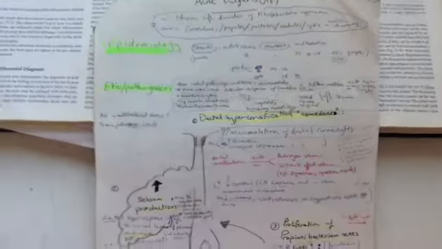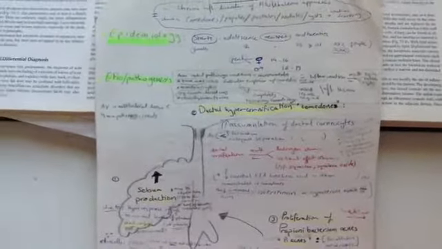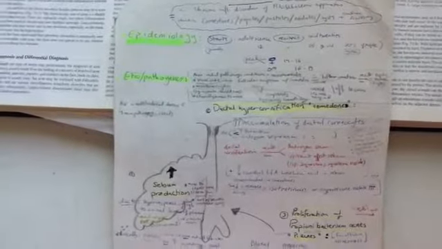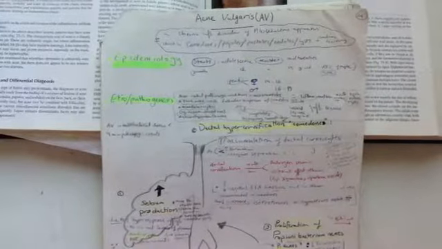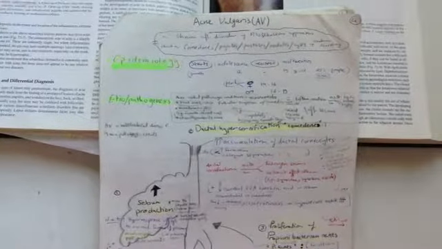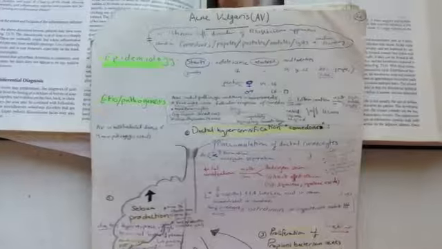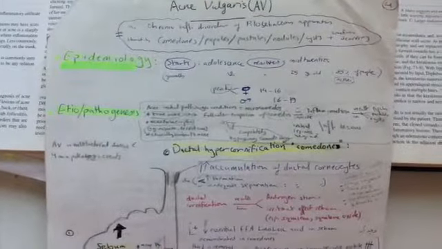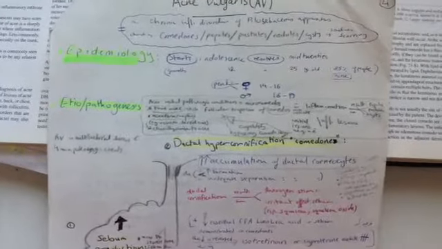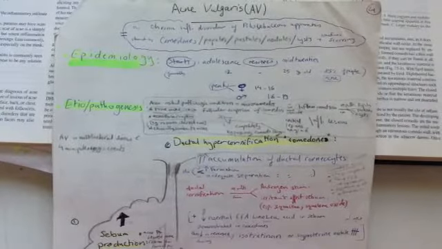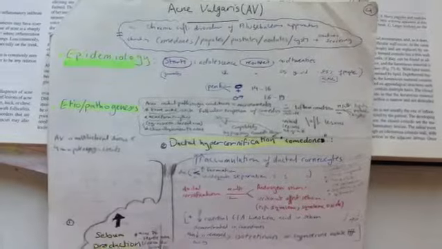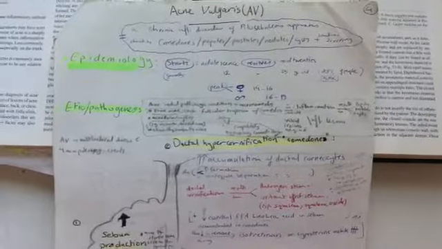Acne vulgaris. We'll give an introduction to acne vulgaris, covering epidemiology, etiopathogenesis, and resolution of acne. Acne vulgaris is a chronic inflammatory disorder of the pilosebaceous apparatus characterized by comedones, papules, pustules, nodules, cysts, and sometimes scarring.